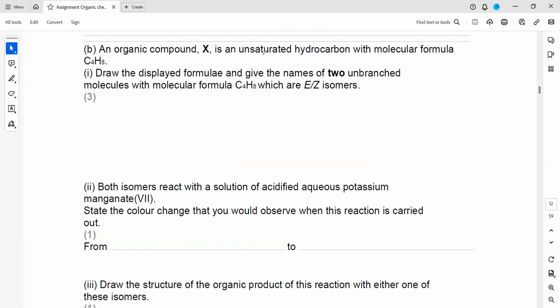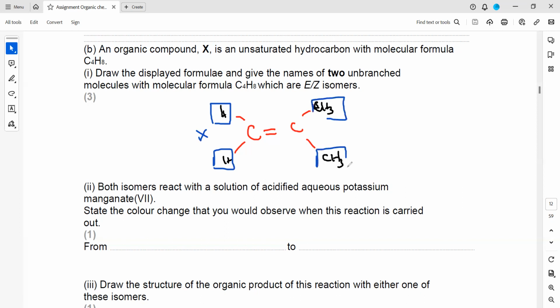But why did I not draw but-1-ene? If I draw two hydrogens on one carbon, then CH2 and CH3 on the other. Or I can also draw it in this manner, with CH3 and CH3 on one carbon. Now, this cannot be E or Z. Why? Because this is H and this is also H. Identical groups are there, so we cannot compare. Here also, this is CH3 and this is CH3, so we cannot compare. So it cannot have a geometrical isomer.